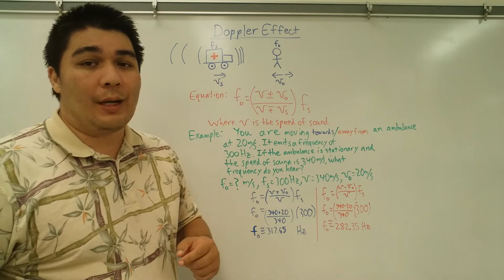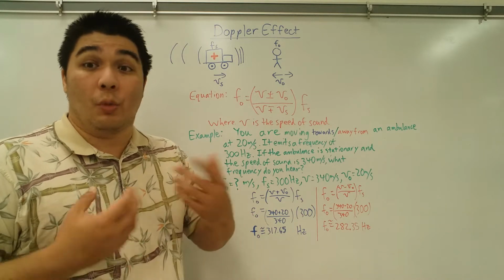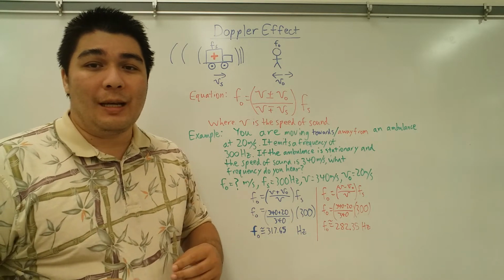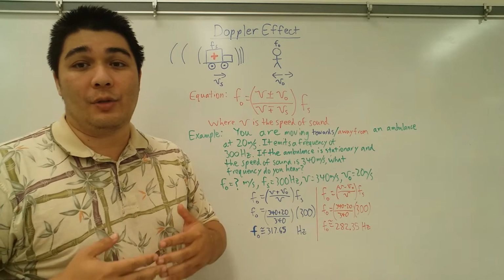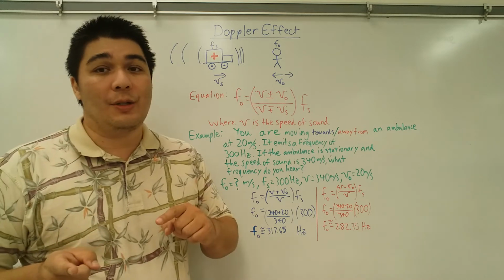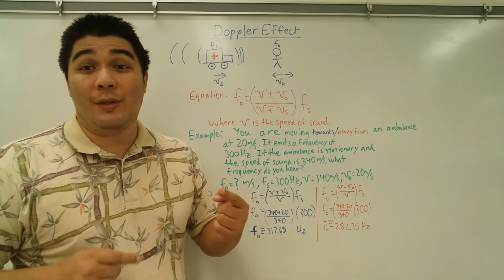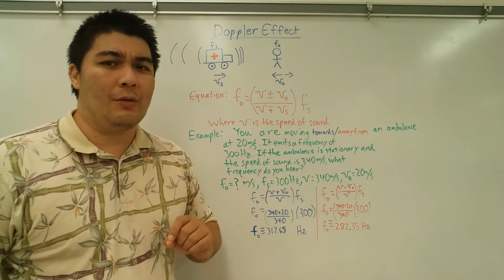So the problem reads, you are moving towards or away from an ambulance at 20 meters per second. It emits a frequency of 300 hertz. So if the ambulance is stationary and the speed of sound is 340 meters per second, what frequency do you hear?